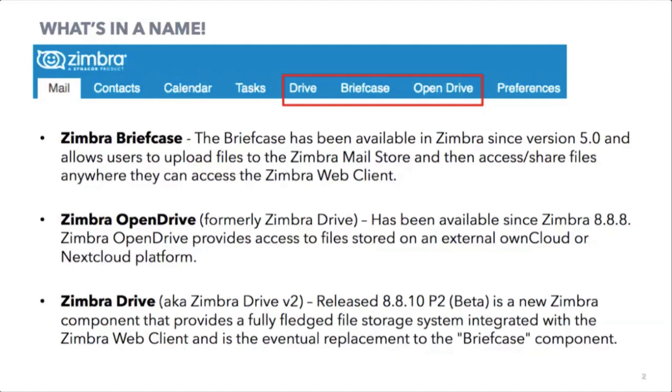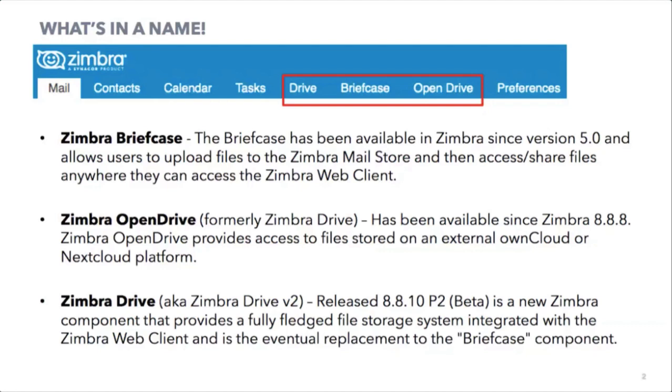Then we have Zimbra Drive, which is also known as Zimbra Drive V2. Some of the documentation you might see refers to it as Zimbra Drive V2, but this is what we are talking about today. It was originally released in 8.8.10 patch 2. It is in beta mode, and it still is at the moment. So one piece of advice: if you want to test it, trial it, or do some kind of proof of concept, we would advise at this point in time that you only do it in test environments. Being a beta product, we wouldn't advise that you put this into production.